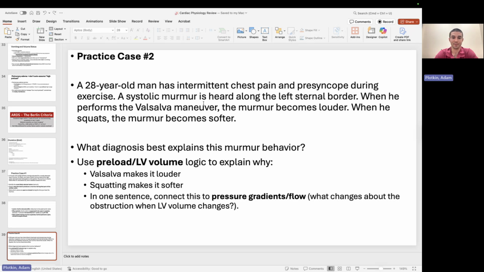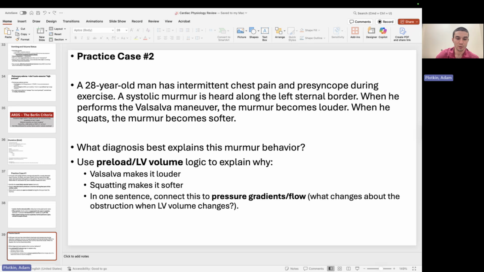A 28-year-old man has intermittent chest pain and pre-syncope during exercise. A systolic murmur is heard along the left sternal border. When he performs a Valsalva maneuver, the murmur becomes louder. When he squats, the murmur becomes softer. What diagnosis best explains this murmur behavior?